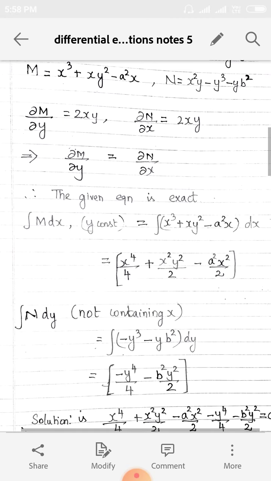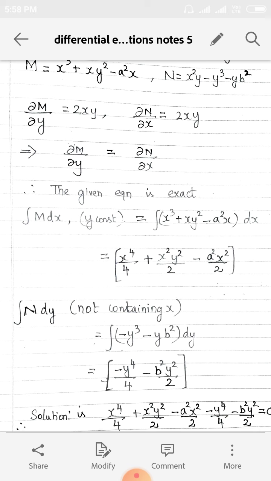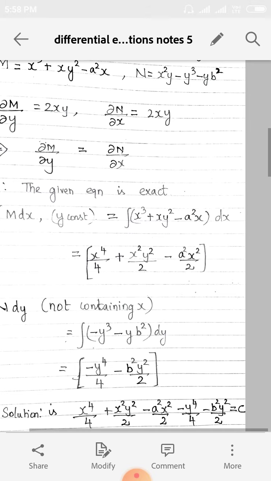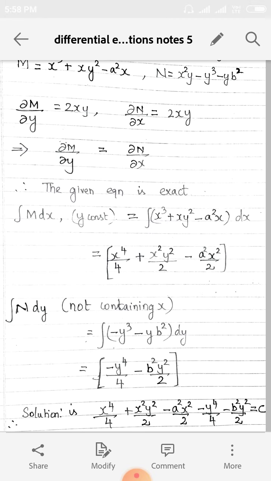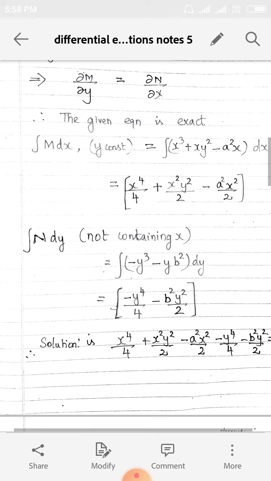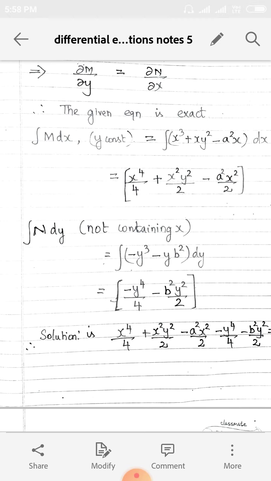So see here, integral m dx, that is nothing but you have to keep y as a constant. So what is integral x cube plus xy square minus a square x into dx? We have to integrate x cube, by integration we get x power 4 by 4, plus keep y square as a constant and integrate x alone. We get x square by 2. So x square y square by 2 minus a square x square by 2. That is integral m dx. And next you have to integrate n with respect to dy.